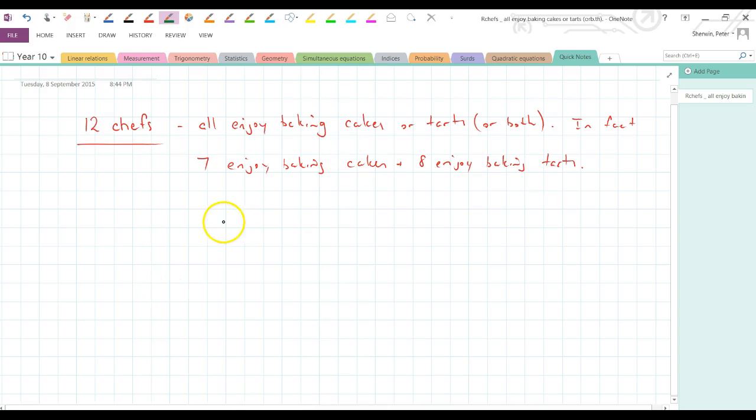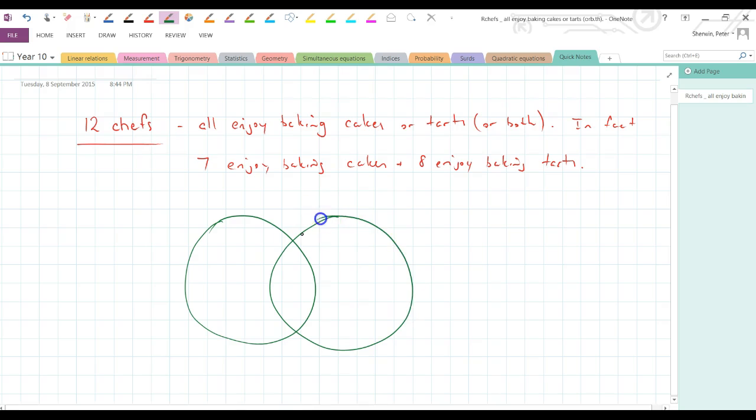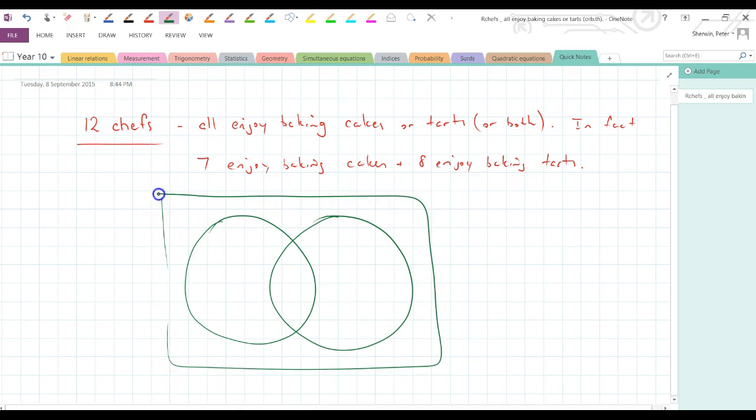So putting that information into a Venn diagram, in this case it says all enjoy baking cakes or tarts, so I don't need to worry about putting a frame around it. We could, just to get in the habit, but around in that frame we're going to have 0, because we don't have any that don't enjoy baking cakes or tarts. So there's 0 in this section here.